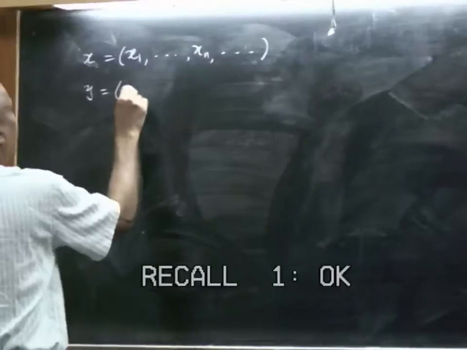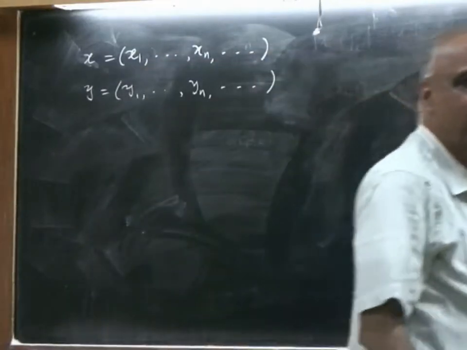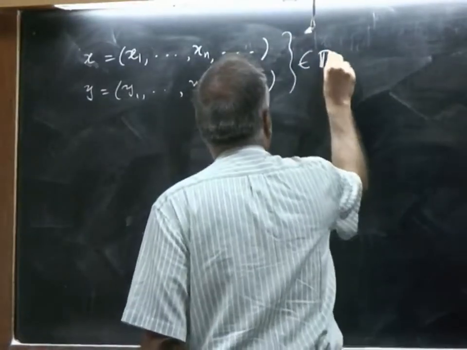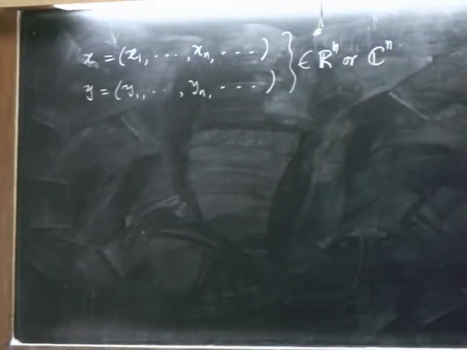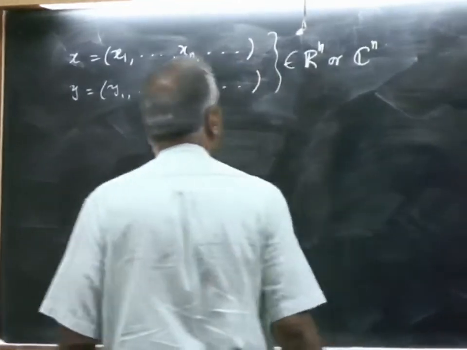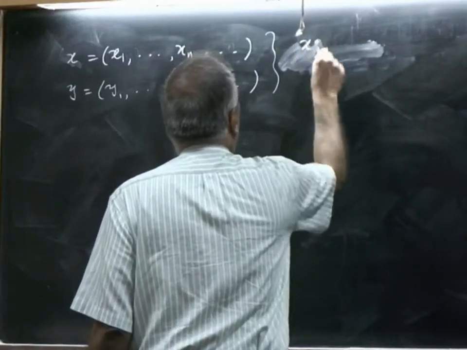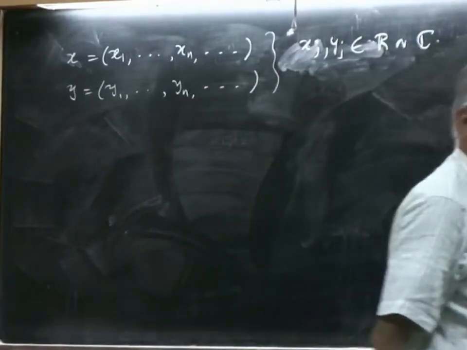So towards this end, let us first start with the sequences. That is, a sequence of components are there, and these are all vectors in R or C. I will not use any symbols. Xj, Yj. I will use symbols later. R or C.